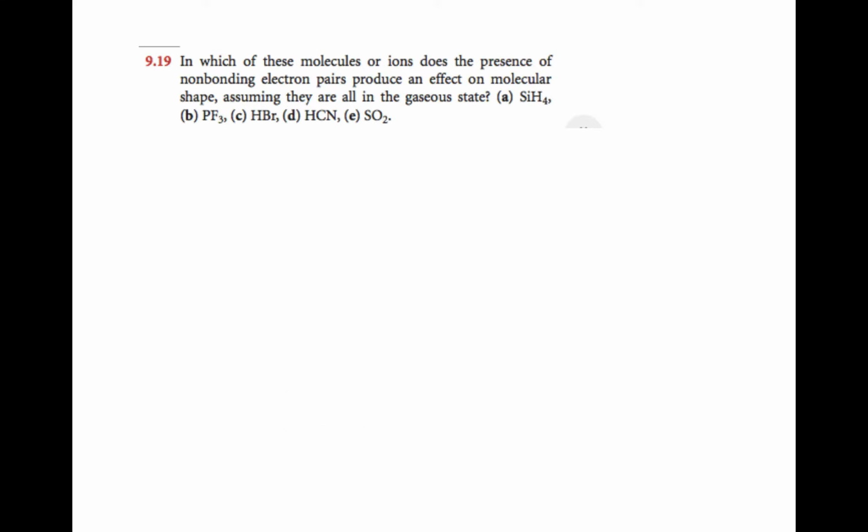In which of these molecules or ions does the presence of non-bonding electrons produce an effect on the molecular shape? Assuming they are all in the gas state, right? So they're all by themselves. So looking at A, silicon tetrahydride, we just count up the valence electrons like we did last chapter.